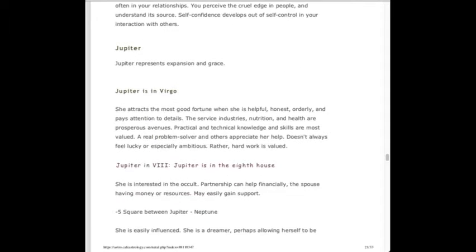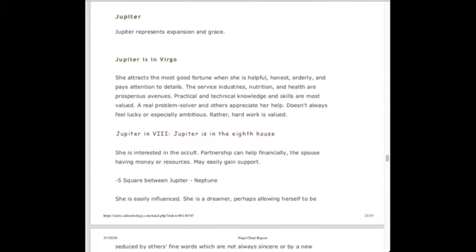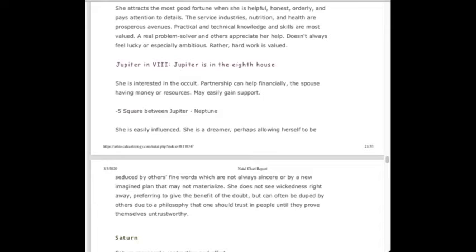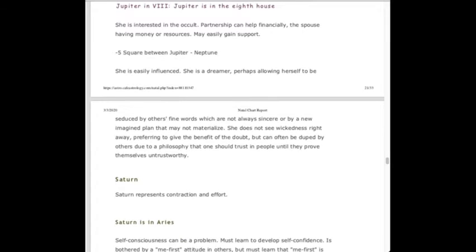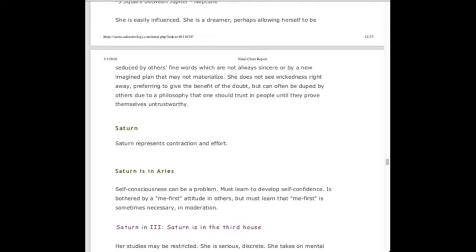Okay, yeah, that's true. So, again, it's kind of funny to see that I do have Virgo in my chart, and so did Patty, but the problem is Patty kind of, I had problems with some things. Saturn is in Aries. Self-consciousness can be a problem. Must learn to develop self-confidence. Is bothered by the me-first attitude in others, but must learn that me-first is sometimes necessary in moderation. Okay, so that's the sign of contradiction, contraction, and effort.